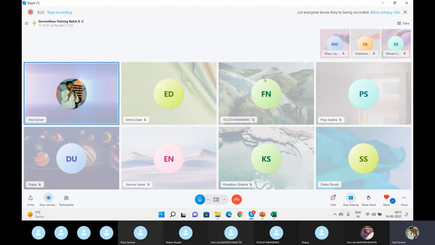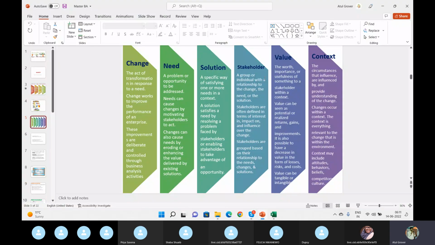Like yesterday, Shaba said that Atul, ServiceNow is an ITSM tool. I said, hold it. We're not on ServiceNow till date. We are still on ITIL or ITSM. If you have any question around this, ask me. So these 6 points are very much important to understand for everyone.